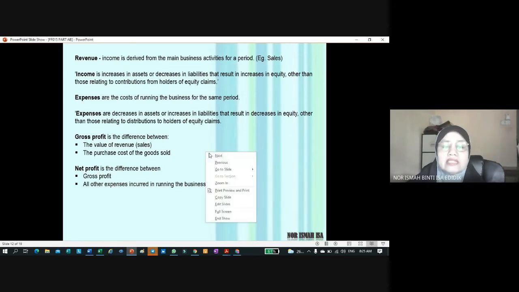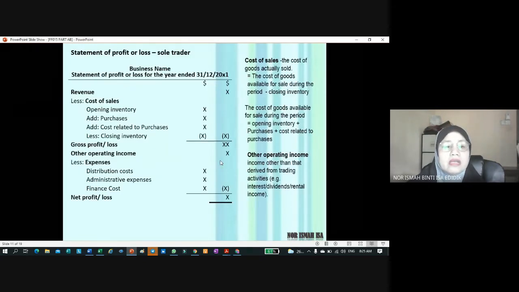So you can see that for this statement of profit or loss, dia ada two parts ya. One part ni ke atas ni ya, revenue minus cost of sale. This one we call the trading account. Revenue minus cost of sale is a trading account. And then this is the profit and loss dia dekat sini.